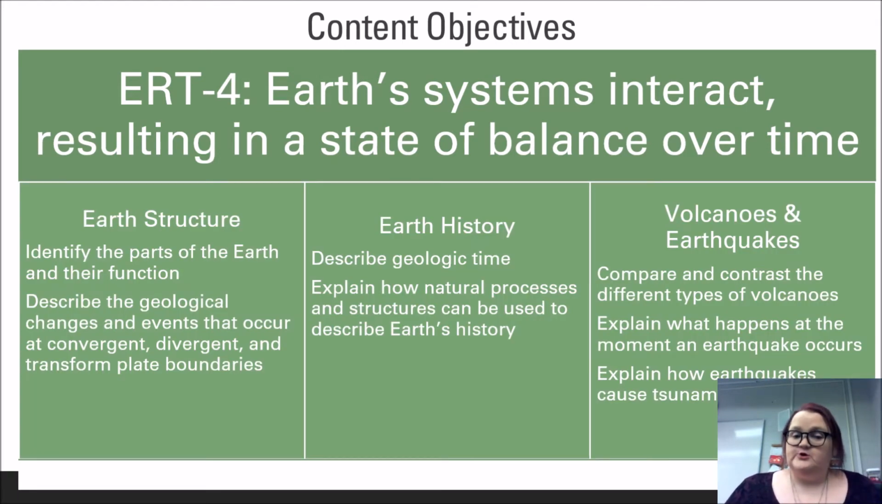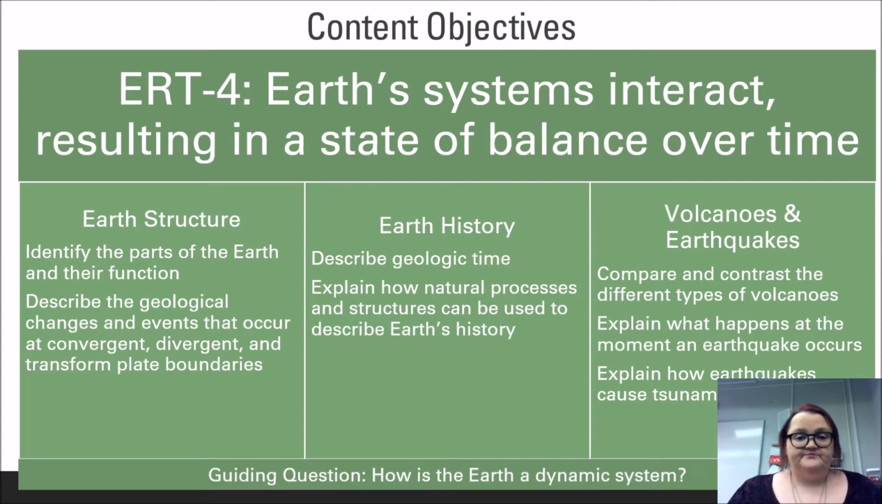By the end of this lesson, you should be able to identify the parts of the Earth and their function, describe the geological changes and events that occur at convergent, divergent, and transform plate boundaries, describe geologic time, explain how natural processes and structures can be used to describe Earth's history, compare and contrast the different types of volcanoes, explain what happens at the moment an earthquake occurs, and explain how earthquakes cause tsunamis. This leads us to being able to answer the guiding question: how is the Earth a dynamic system?